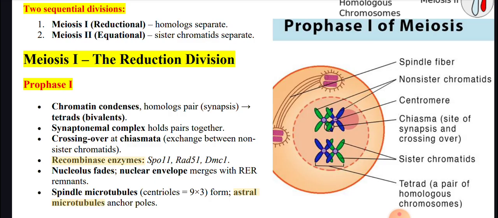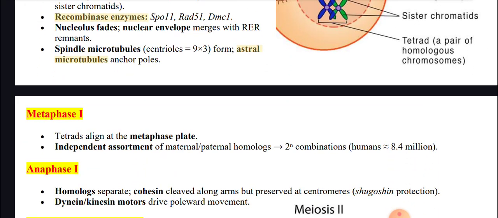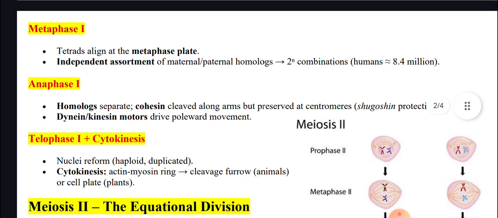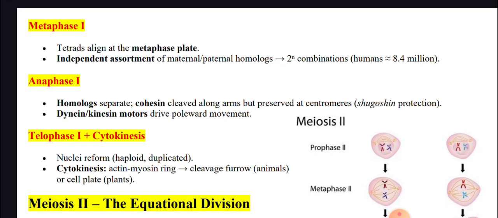Then we hit metaphase I. In metaphase I, those tetrads, the paired homologous chromosomes, now potentially carrying swapped segments, get pulled and pushed until they line up along the metaphase plate right down the cell's equator. And this is where it gets really interesting, you said earlier. This alignment is where independent assortment comes in.